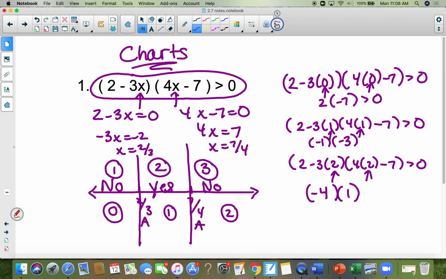And the only answer then would be the interval between 2/3 and 7/4, parentheses, because notice that there is no line underneath it. And this is yes, the interval between 2/3 and 7/4. Okay.